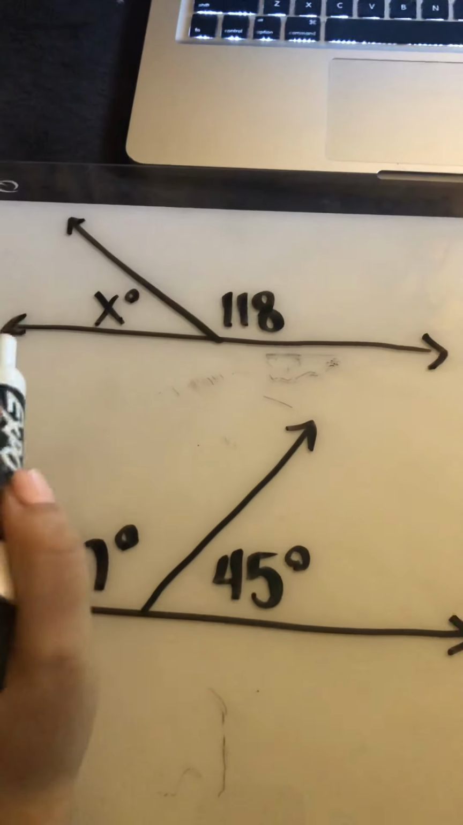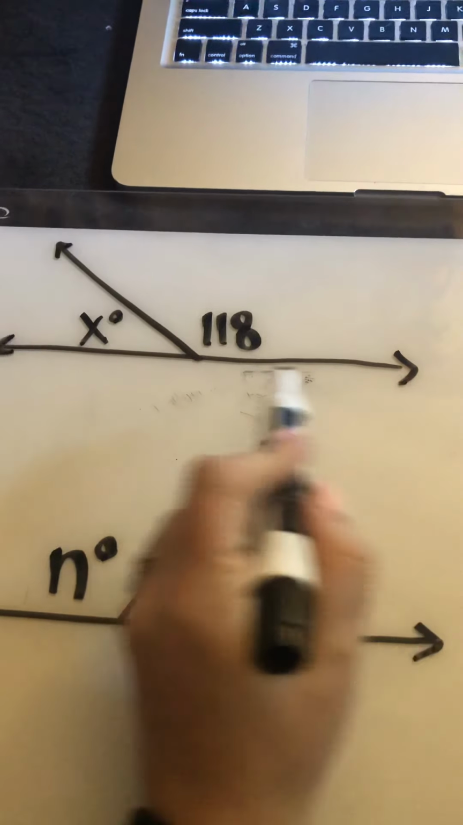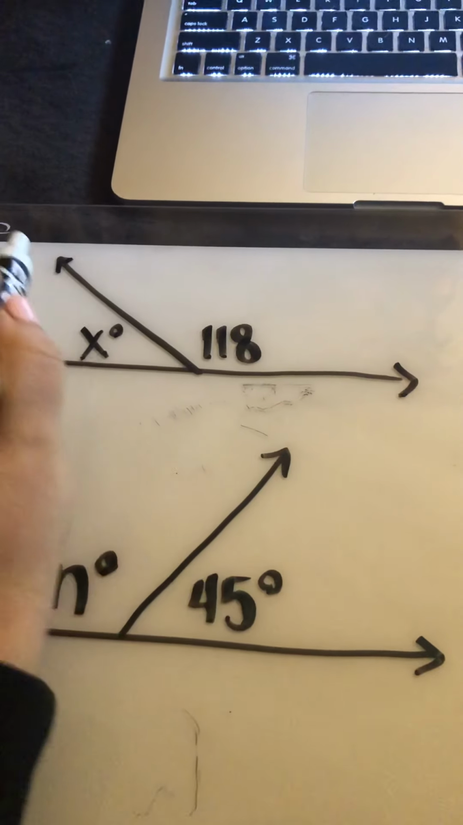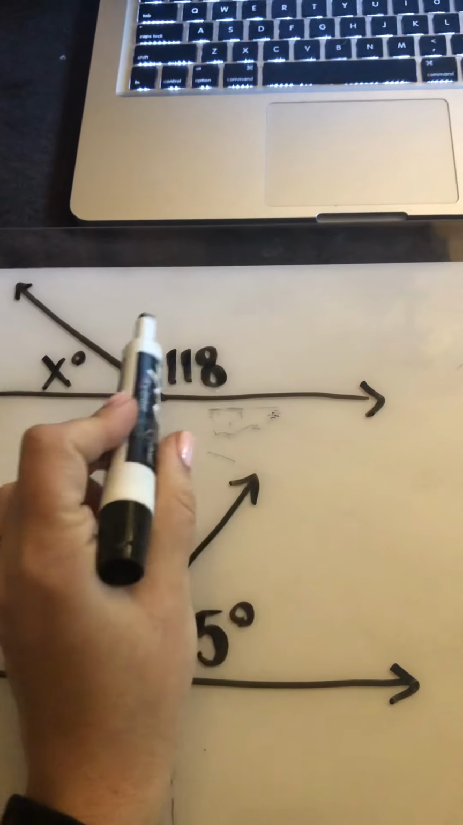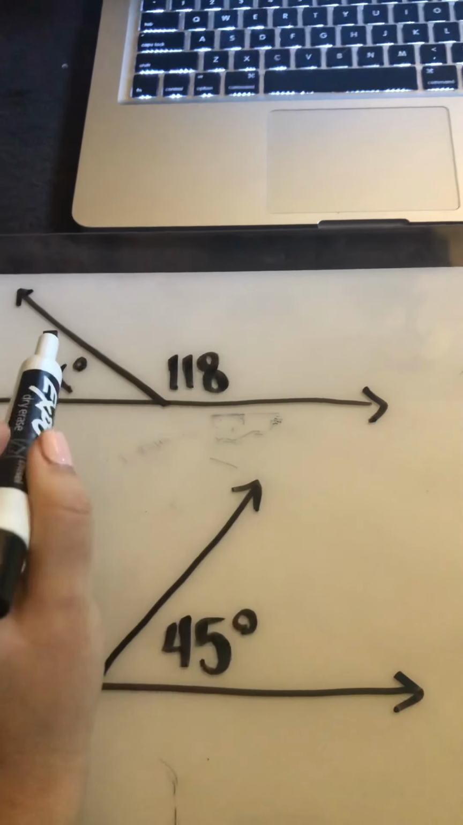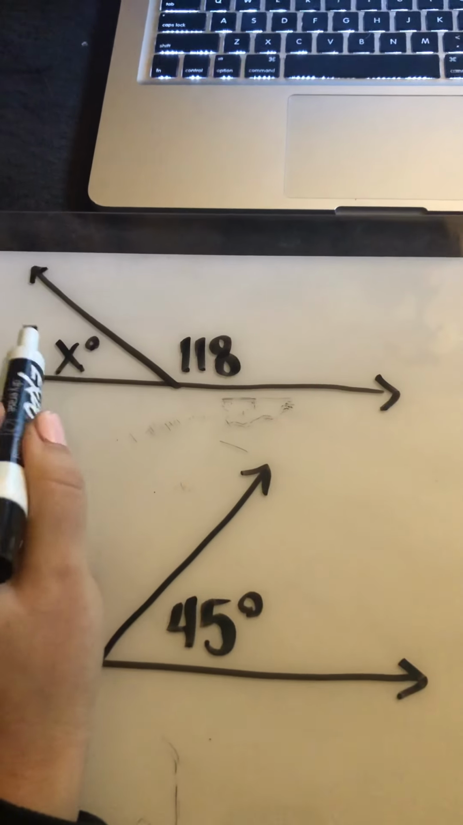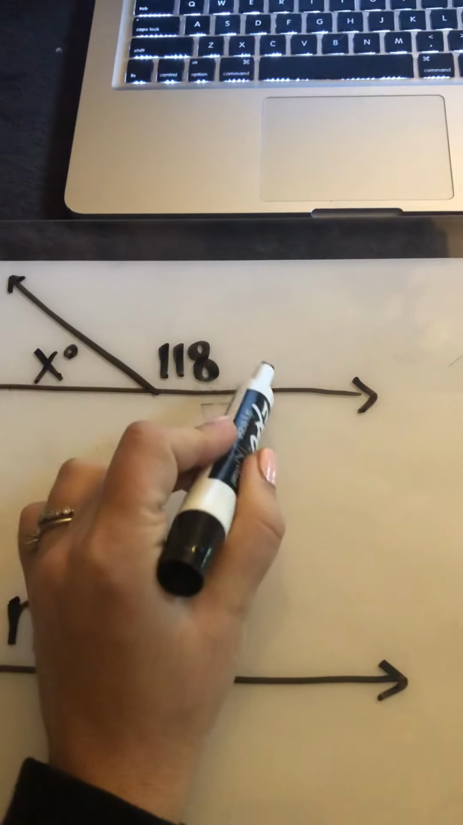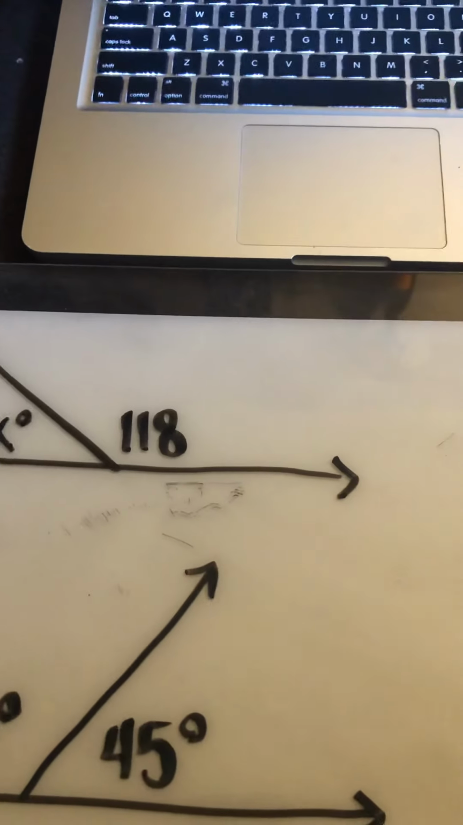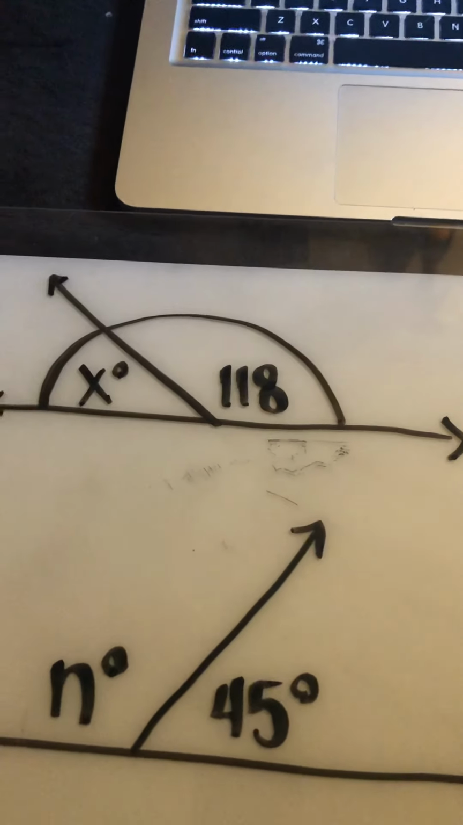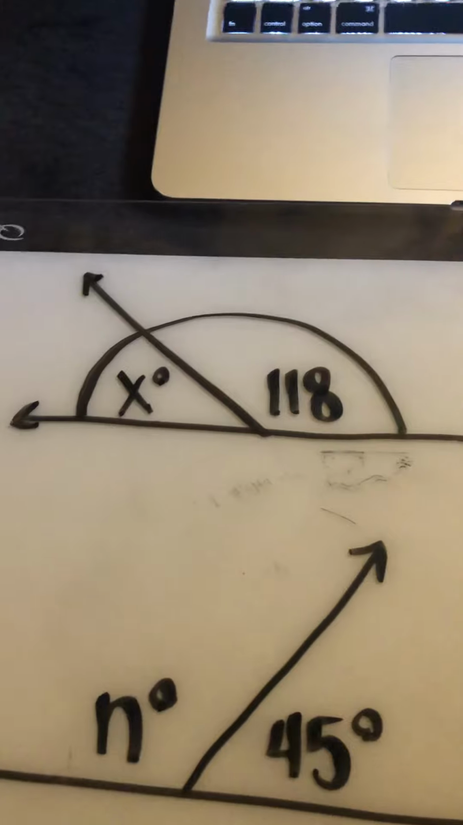So the first one, notice that it's a straight line, right? And the two angles are cut by this ray. So we know that this angle here is 118, and I don't know this angle. But I know if I put them together, they equal 180 degrees because they fall in a straight line, right? Whenever you can do this, make that half circle, that means they're supplementary, they should add to 180.